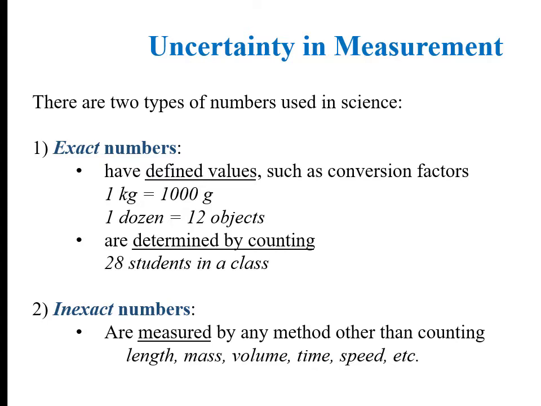Then there are inexact numbers. These are measured, in any way that is not counting. So our length for the tape was a measurement and it is an inexact number. How do we determine which measurement we should report? In order to decide this, we first have to decide which digits are important in our measurement.